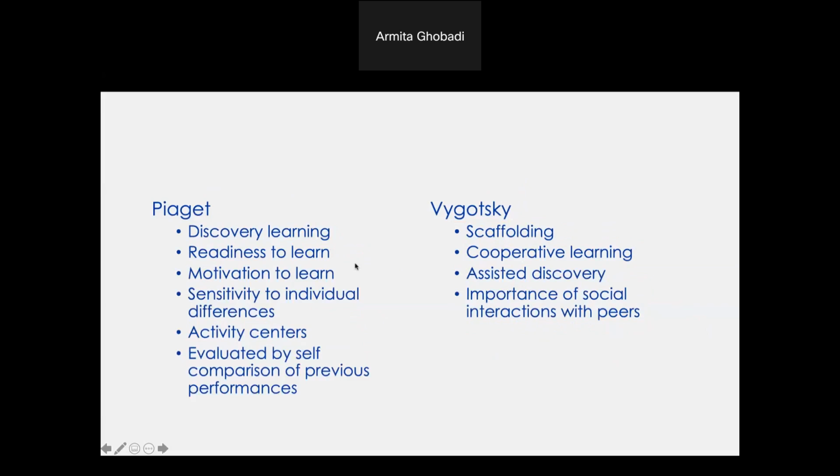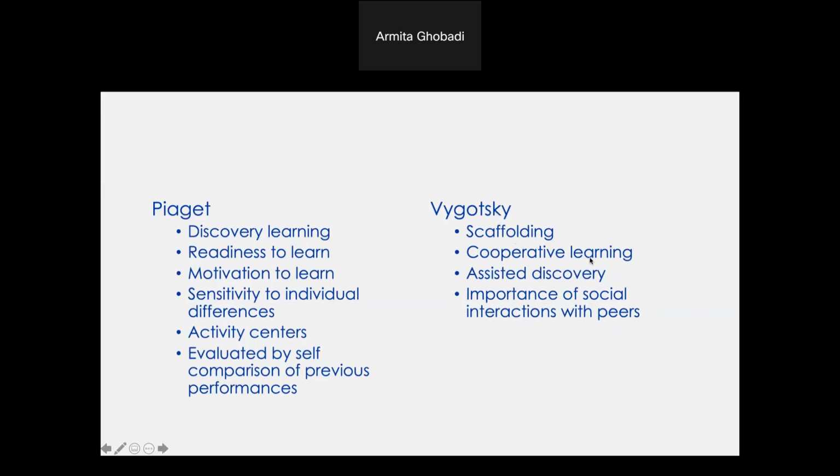What else? We have different ideas here in Piaget again. For example, Piaget believed that discovery learning, readiness to learn, motivation to learn, and being sensitive to individual differences are very important, especially the ability to evaluate yourself against your previous performances. Vygotsky is just more concise. You can see the same ideas in his theory. This is not anything new, but he emphasizes the importance of social interaction with peers, ZPD, the zone of proximal development, again scaffolding, and again cooperation with other people.